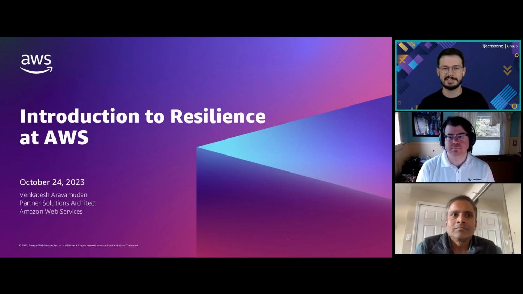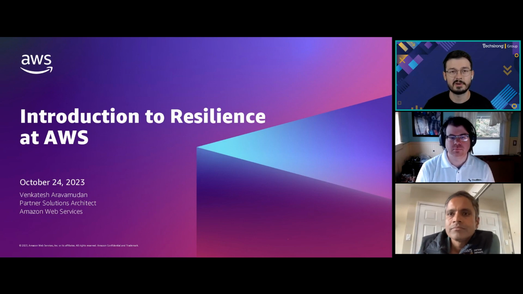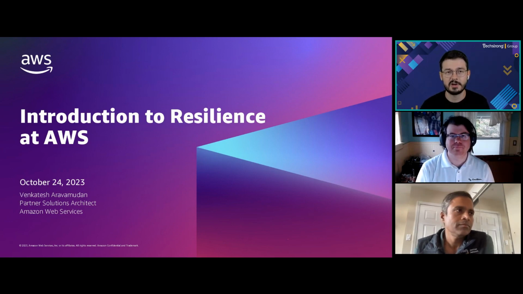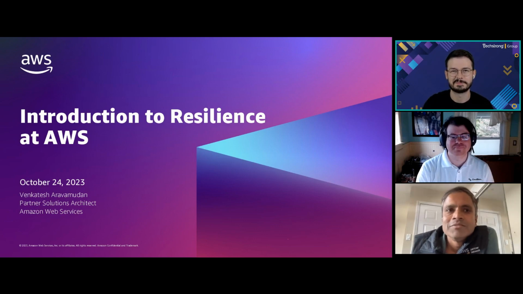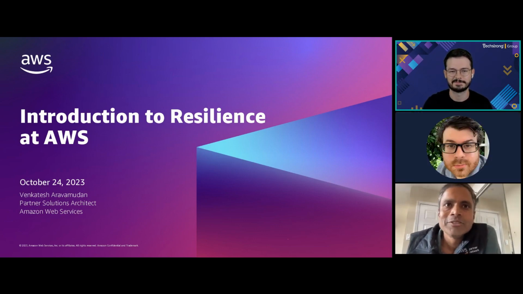So today's topic is building resilient infrastructure, unleashing the power of high availability. I'm joined today by Tim Hosey, Senior DevOps Consultant at CloudBees, and Venkatesh Aravamudan, Partner Solutions Architect at AWS. Tim and Venkatesh, it's such an honor to have you here with us today. Venkatesh, would you like to dive us straight into these slides and take it from here? Sure. Thank you so much, Cody.